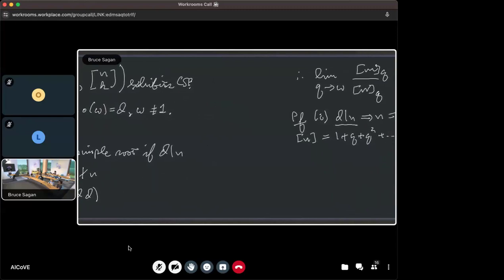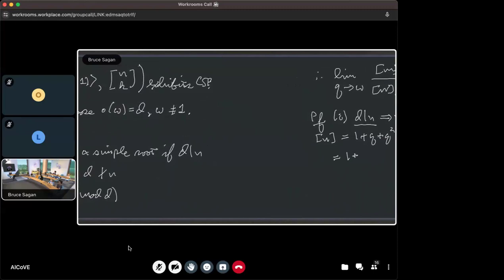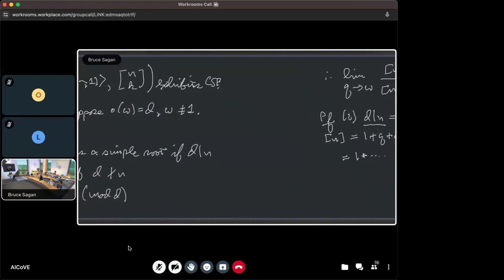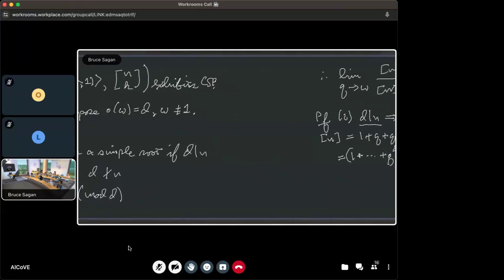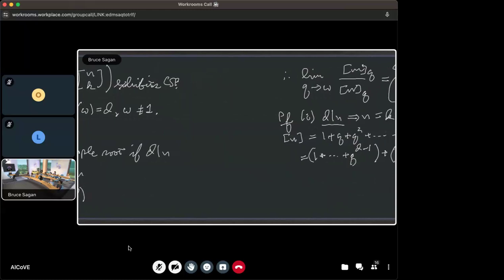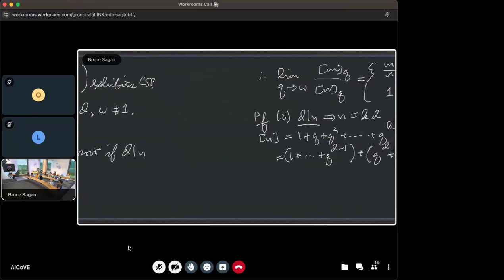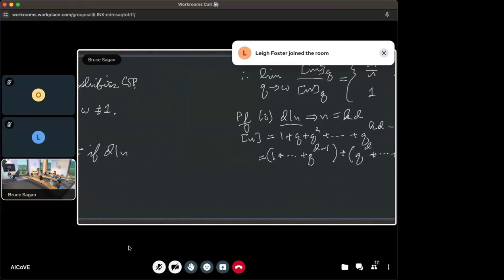And now we're going to rewrite this in a very nice sort of way. We're going to take the first d terms. Remember, we're starting with q to the 0, so those will be 1 through q to the d minus 1. And then we're going to take the next d terms, right? So that'll be q to the d through q to the 2d minus 1. And you keep breaking it up like that, taking it d terms by d terms. Everybody see what I'm doing?